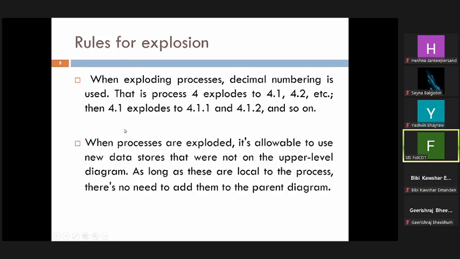When processes are exploded, it's allowable to use a new data store. When you're writing down a process in more detail, you might see that a particular data store might be used. It's called a local data store. It's not in the high level diagram, but you are adding it, and this is allowed.